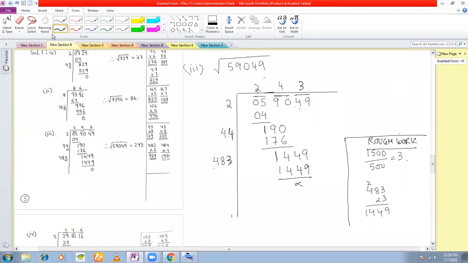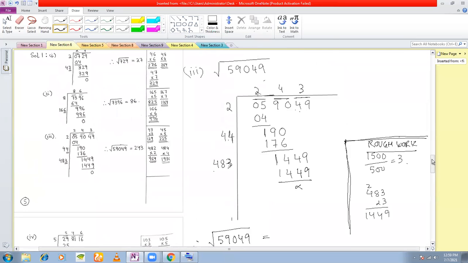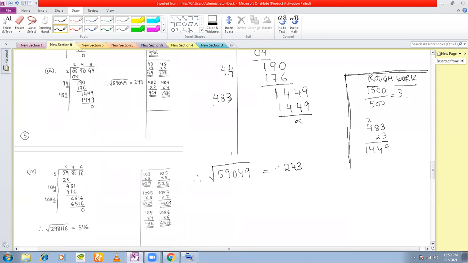So remember, all this working that I have done here needs to be done in rough. Fine. So now once we have got the square root here, we'll write therefore square root of 59049 is equal to, what is the square root that we have got here? We have got 243 here. We write it is equal to 243, and of course we'll introduce a plus or minus sign. Clear?